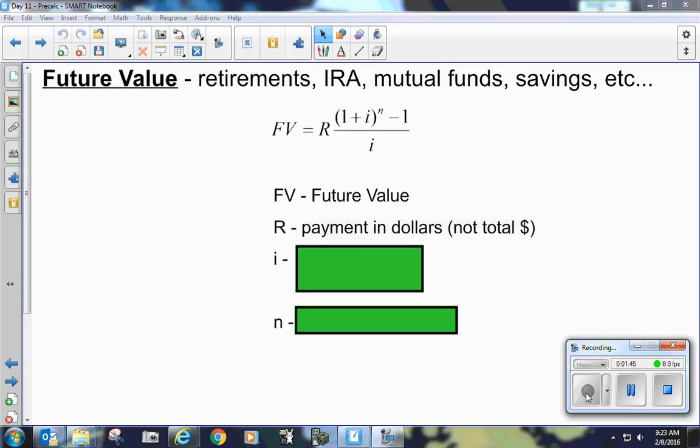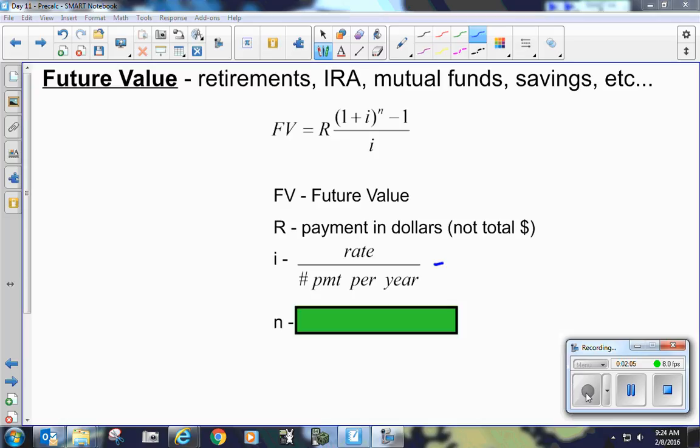R is still the payment in dollars. It's not rent payment, it's payment coming to you from these funds, okay? It's not the total amount you're getting, it's the payment they're making you. It's generally one equal amount, all right? Same thing as present value. The i is your rate over the number of payments per year.